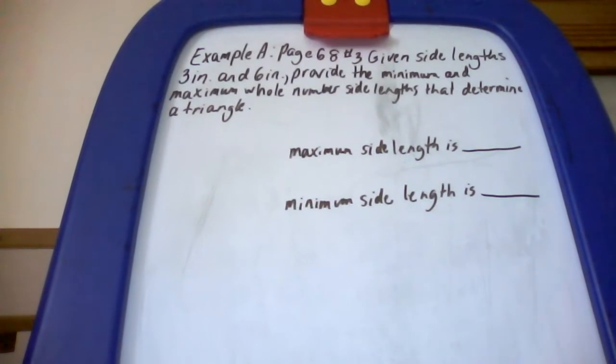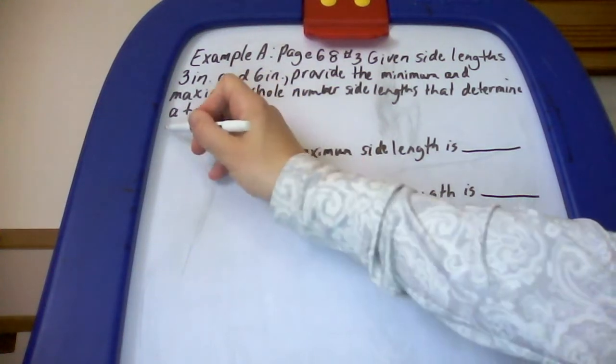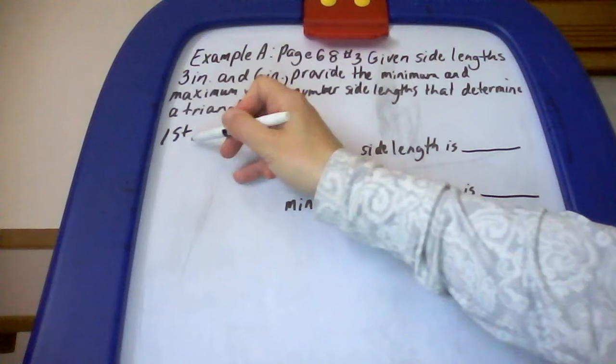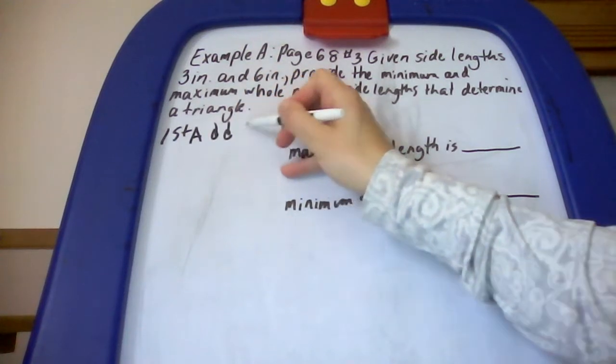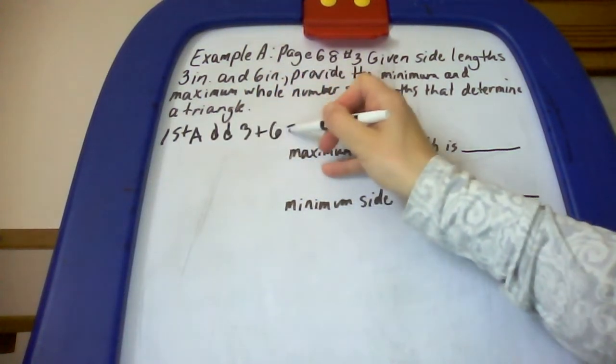Example A, page 68, number 3. Given side lengths 3 inches and 6 inches, provide the minimum and maximum whole number of side lengths that determine a triangle. So your steps to do this: first, you're going to go through and add the two sides together to get your max. So I'm going to add 3 plus 6, and I get 9.